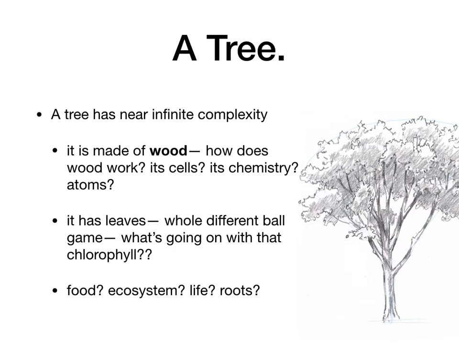So let's look at a tree. In reality, a tree has near infinite complexity. It's made out of wood, for example. But how does wood work? What are wood cells like? What is its chemistry like? How does it eat? What are the atoms of wood? Does this wood grow every year? How does it grow? What are the differences? Right? It also has leaves, and that's a whole different thing. What's going on with chlorophyll? How the heck does chlorophyll convert sunlight into energy? What is it doing? How is that working?